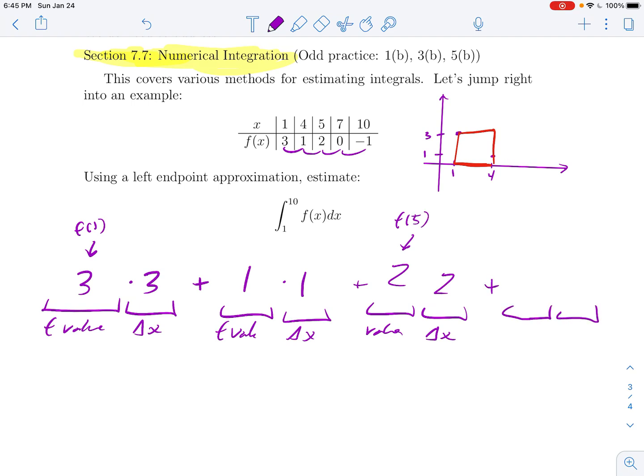And then finally, last one, like we're computing the area of a rectangle, the width from 7 to 10 is 3, and the function value at 7 is 0.